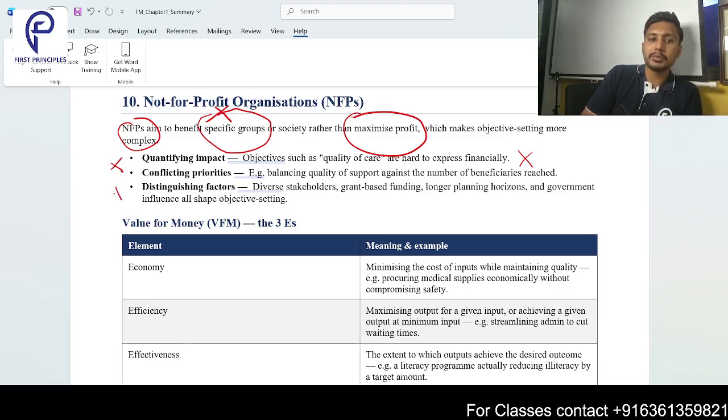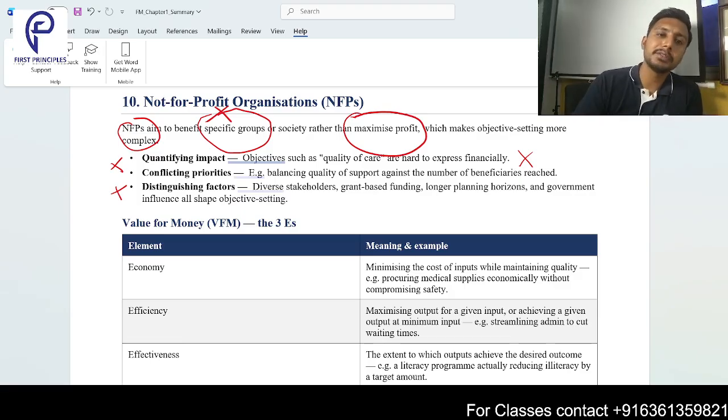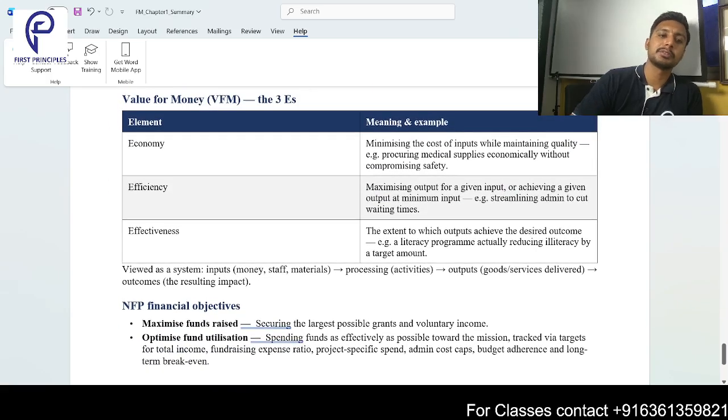Right? And distinguishing factors: diverse, grant based, long planning horizons, government influence is also there. That's why NFPs, not-for-profits, cannot really be treated at par with for-profit organizations. Both of them are very different from each other.